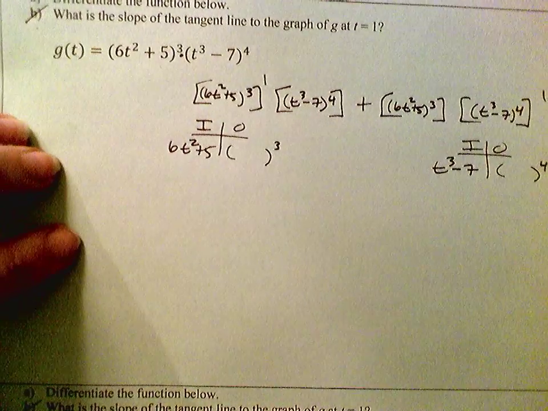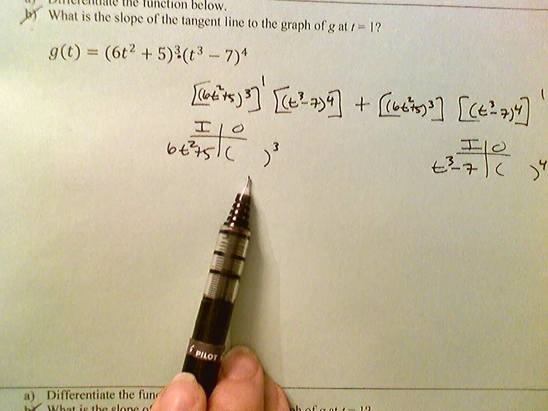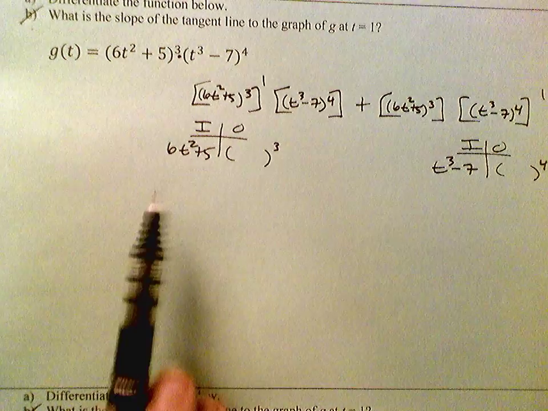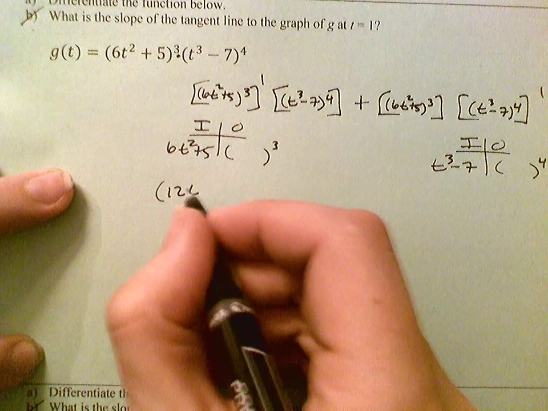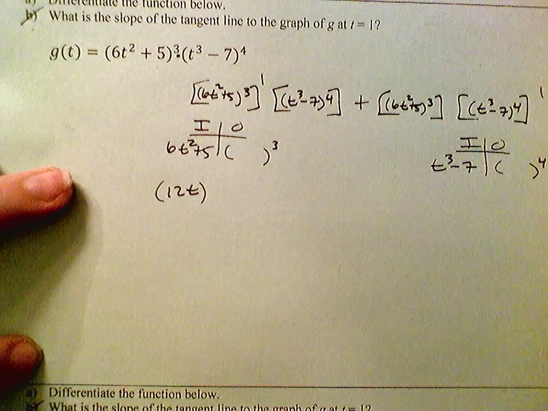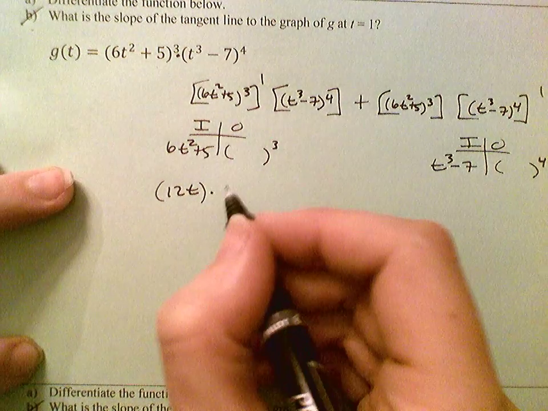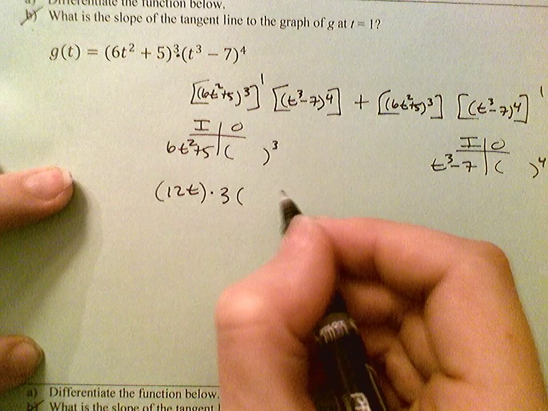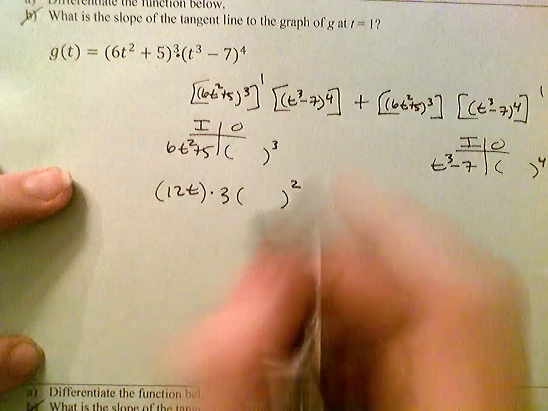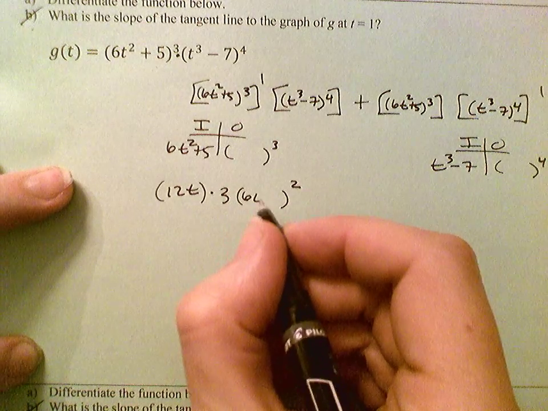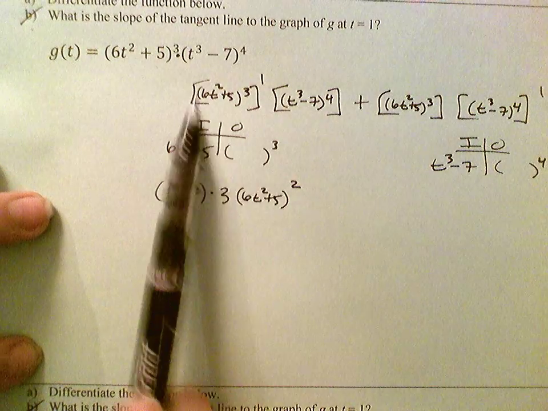Okay, now I'm ready to use the chain rule, derivative of the inside, derivative of the outside with the old inside plug back in. So the derivative of this inside function here is 12t. Yep. And then the derivative of this outside function is 3 blank to the second. I just used power rule, but I'm plugging the old inside back in. So 6t to the second plus 5. Okay? So that was the derivative of this first one.